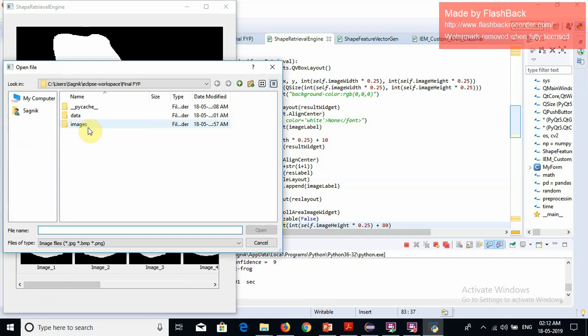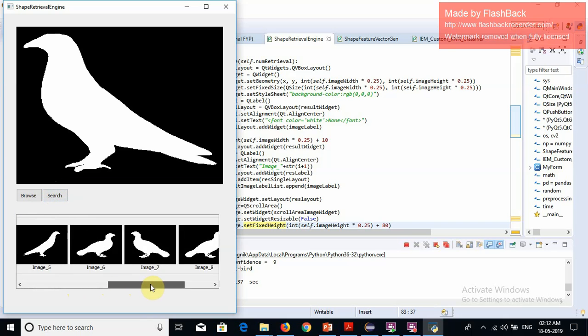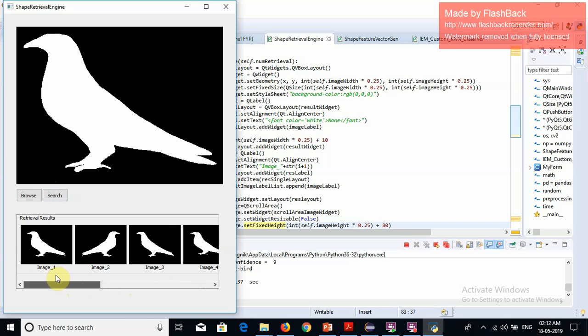We can also give another image, that of a bird, and we search for it and here we see. It gives us the list of 9 birds that it has got from the database, the list of the 9 nearest birds that represent this shape.